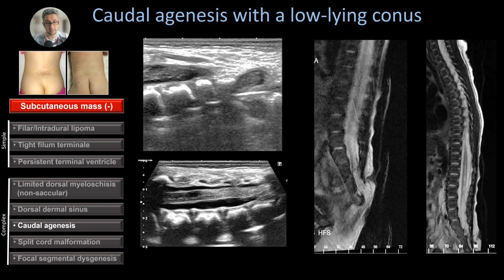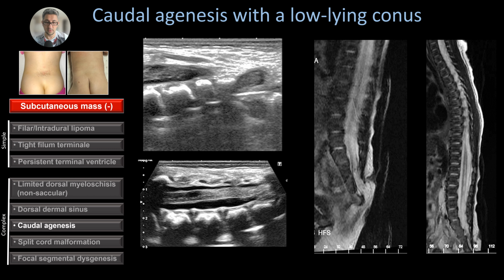Another example at birth. This is on the ultrasound, we can see a low-lying conus, and on the MRI we can see the low-lying conus, and the sacral vertebra is missing. We don't see the coccyx either. So this is a low-lying conus, and this patient will require a surgery.